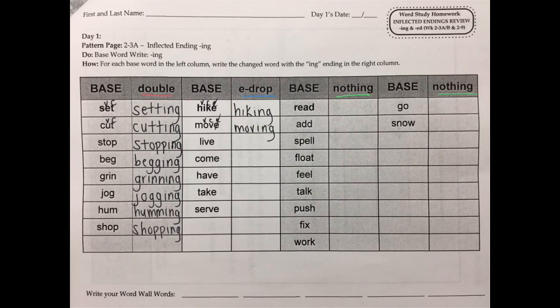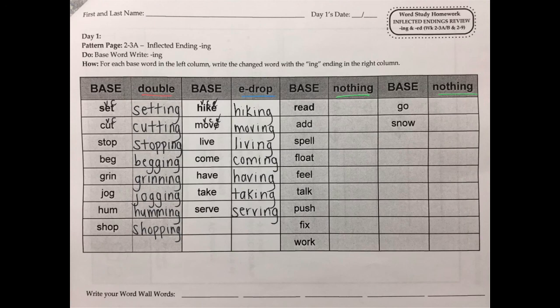Pause the video again, do your E drop column, then come back and check your work. Go, go, go. Check your work. Make sure you spelled everything right in the E drop column. Pause me again if you need to. We're going to move on to our last two columns, our nothing columns.